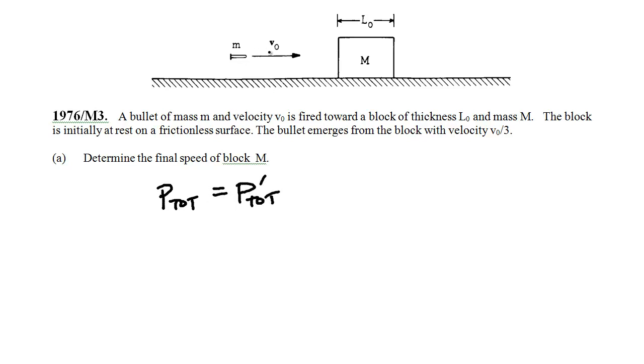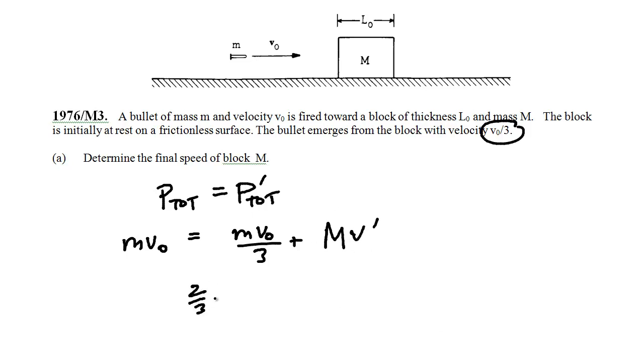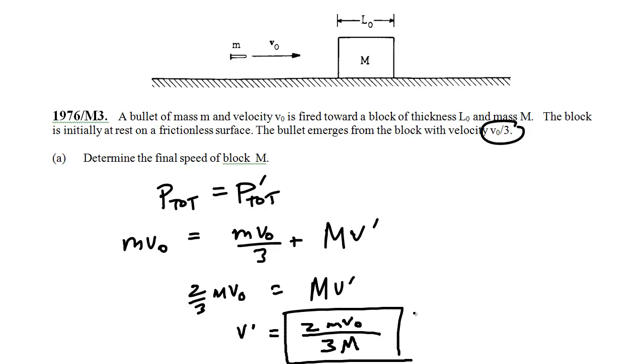So the momentum total originally is the momentum of the bullet, which is just mv0. That equals the momentum after, and after this collision, the bullet leaves with speed v0/3, which is given. We need to solve for the velocity of block M, so that's going to have mass M times v prime. We have 2/3 mv0 equals Mv prime, and therefore v prime equals 2mv0 over 3M. So a fairly straightforward application of conservation of momentum.